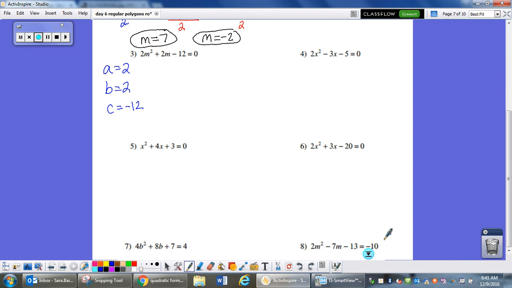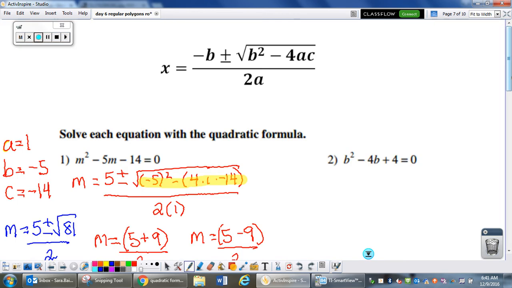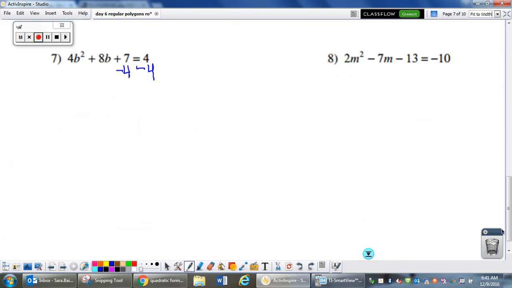But if you move to number 7, you'll see that they're set equal to 4. Everything must be set equal to 0. So before you move on, you want to subtract 4 from both sides. And notice I put my 4 right under that constant because we can combine constants together. So then if you rewrite, you're going to be at 4b squared plus 8b plus, and then combine those, 7 minus 4 is 3.